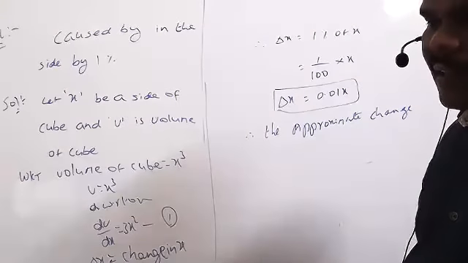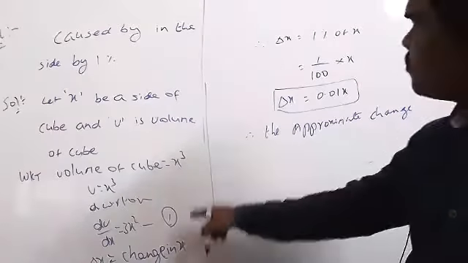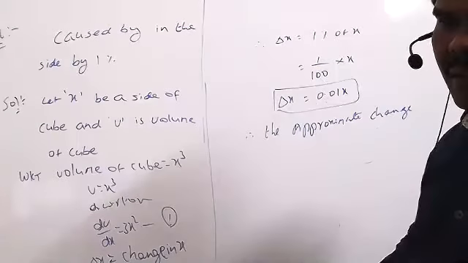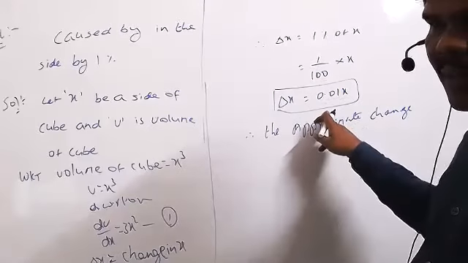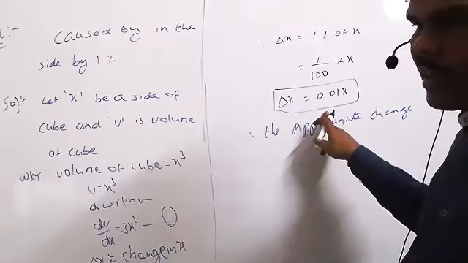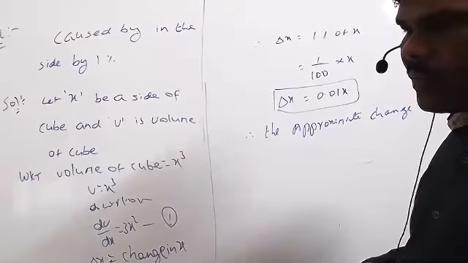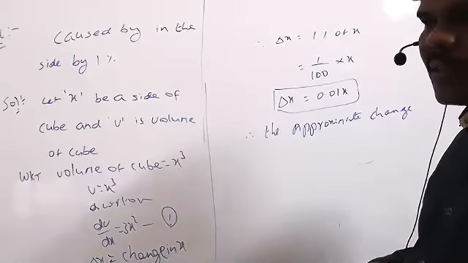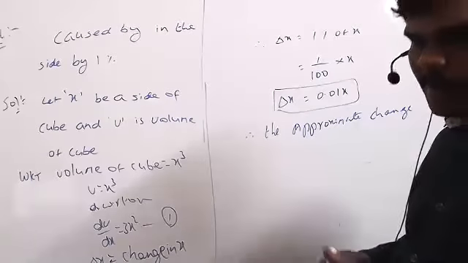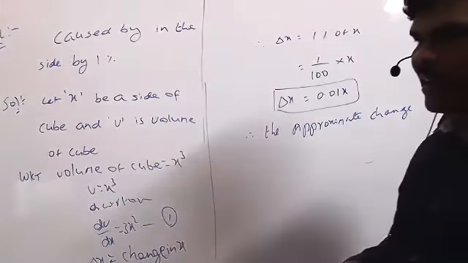What are we changing? The side we are taking is more than before. We are taking already more, so this much will be increasing. But if the side is increasing, then compulsorily the volume is also increasing. So that means the approximate change is in volume. Volume, sir. Yes, you can write the same now.